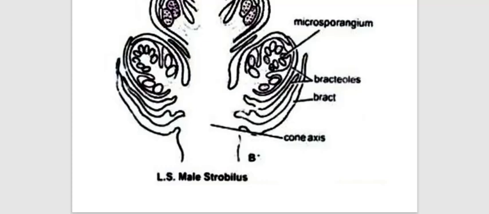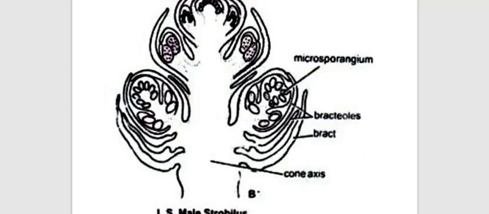So class, today we have discussed the reproduction in Ephedra and then the structure of the male cones in the Ephedra plant, and next we will discuss how these microsporangia are developed and what is the structure of the microsporangium.